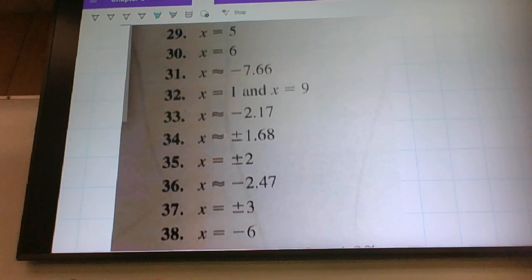I'm going to point out your work and say, where's your plus or minus? You can see the plus or minus is on the screen. Please look up there.